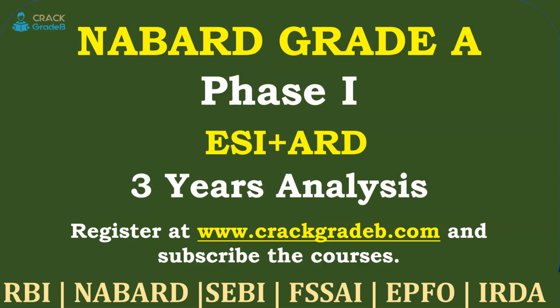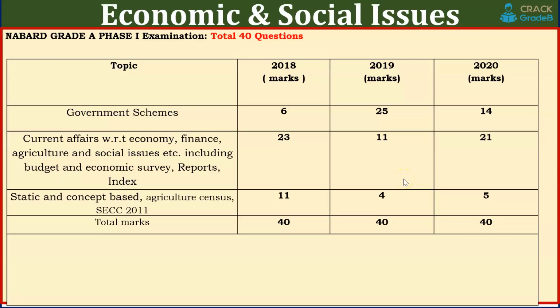From which section they are asking more questions, meaning whether it is current affairs, government schemes, or the technical part or static part. So first we are doing economics and social issues. In 2018, 2019, 2020, the 3 years' analysis we are going to discuss.